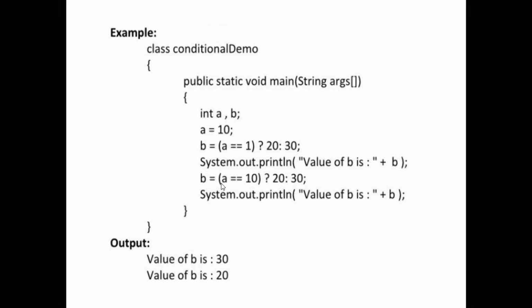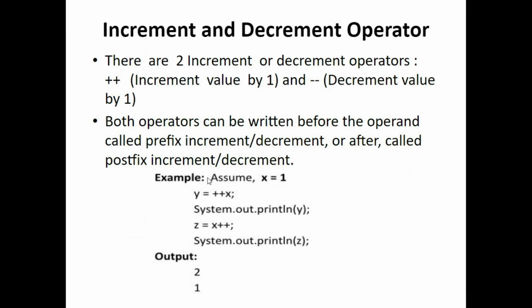Now consider b is equal to a equal to 10. Now my a is equal to 10. So 10 equal to 10, yes, this condition is true. Then the value 20 will be stored in b. Now System.out.println, value of b is plus b, that is, what will be the value of b? 20. Why? Because my condition is true, so I have to choose the first value and store this value into b.